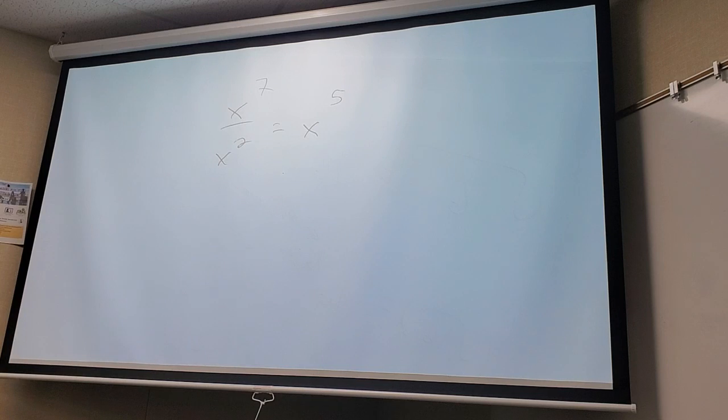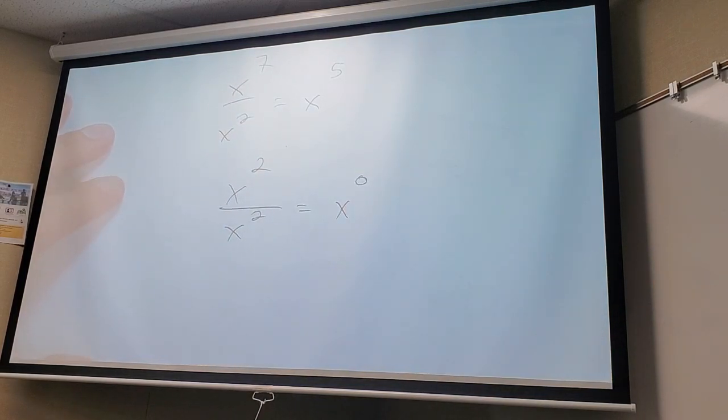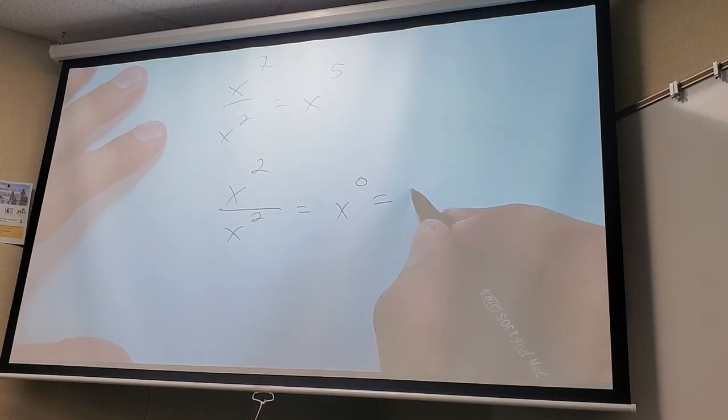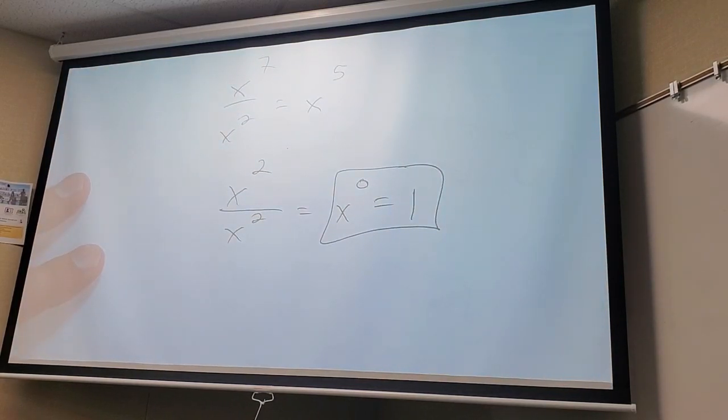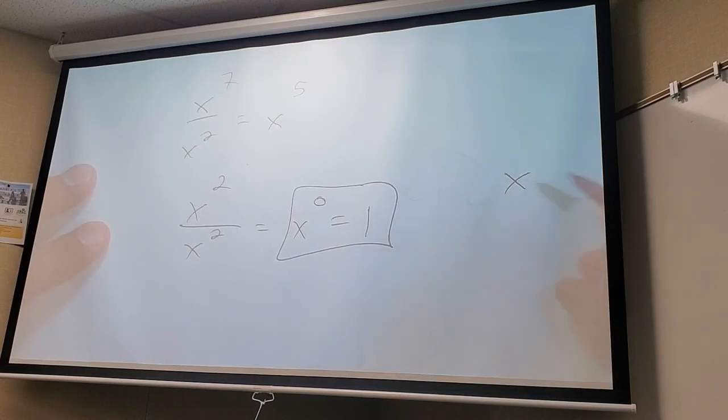You with me? Okay. So what would I put up top so the answer is x to the 0? X squared, right? 2 minus 2 is 0. What's x squared divided by itself? What's anything divided by itself? 1. So x to the 0 is 1. You with me?